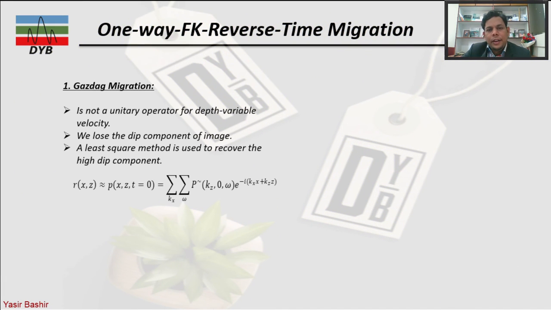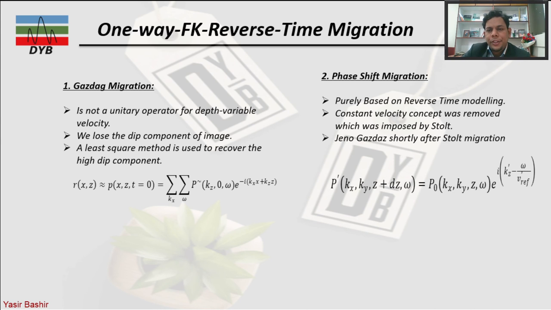Now if you look at one-way FK and reverse time migration, there are three types of migration I'm going to discuss. The first one is the Gazdag migration. It is a unitary operator for depth variable velocity. In this, we lose the dip component of the image because it's one-way. The two-way, obviously, images all the components of the dipping reflectors. Also, it is a least squares method, and a least squares method is used to recover this high dip component. The expression of Gazdag migration is this one, the final equation.